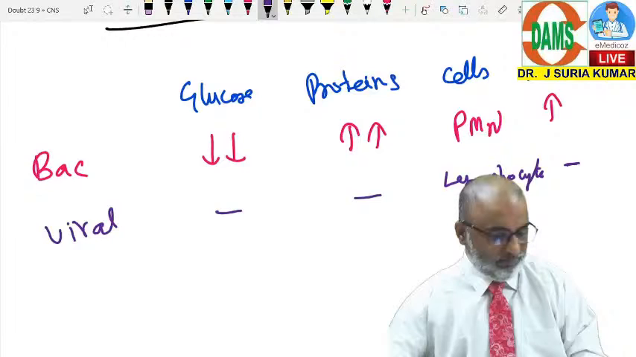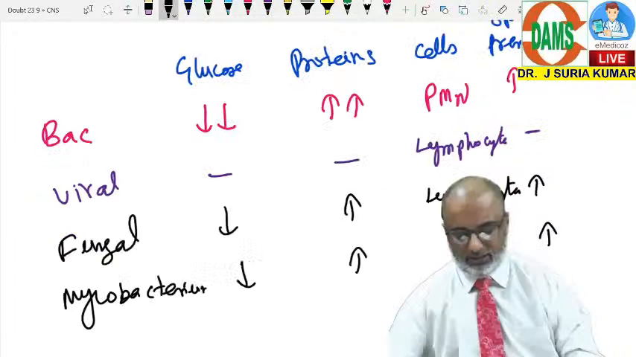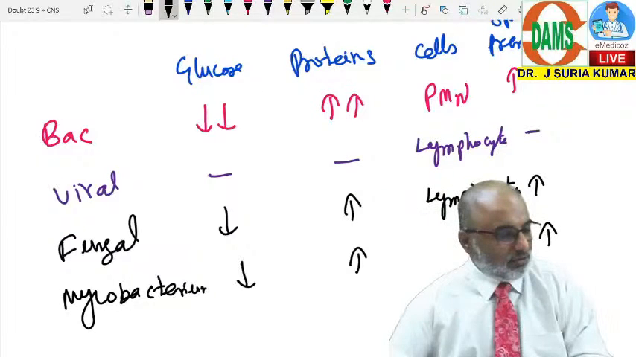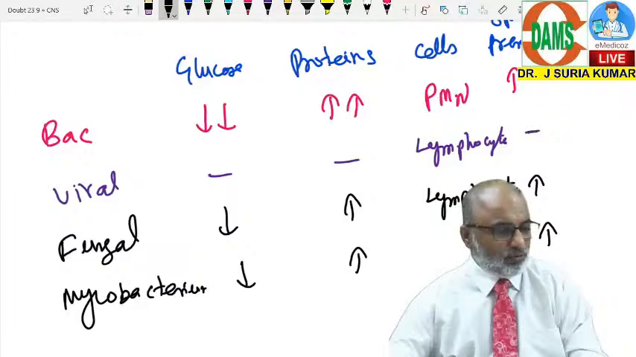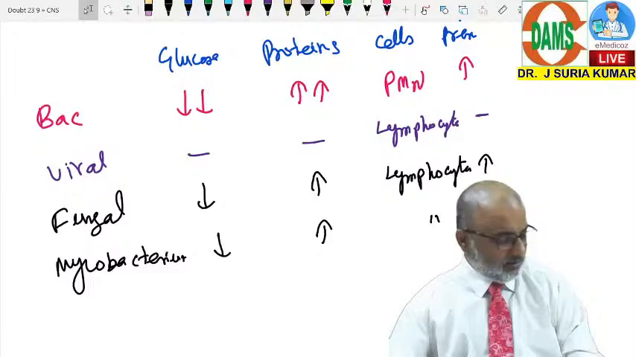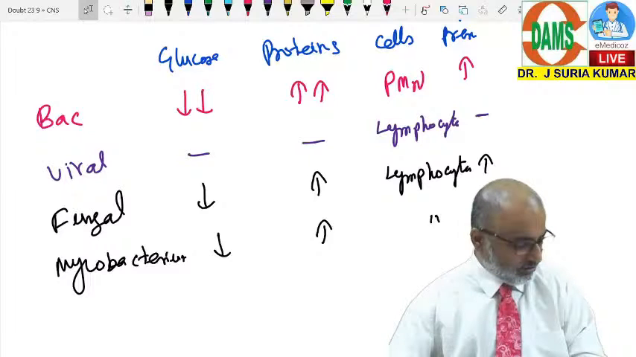This will give some clue to you. And mycobacterium. Glucose is decreased, proteins are mildly increased, lymphocytes and pressure will be increased. So once they give this clue, you have an idea what it is. CSF examination says drastic reduction in glucose, then you can think it is bacterial. Lymphocytes are seen, then you can say it may be viral or it may be due to fungal like conditions.